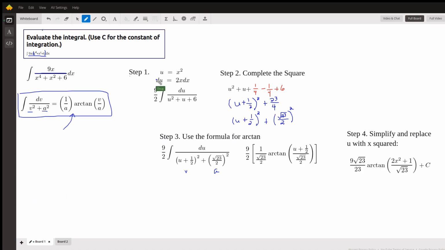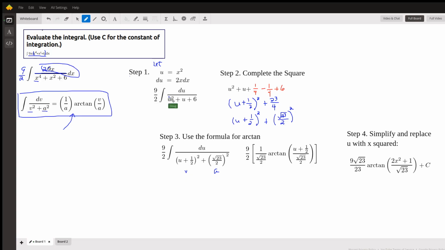So back to board 1. First step is to let u equal x squared, and then du equals 2x dx. If you picture moving this 9 out front, then putting a 2 here, we have to put a 1/2 out front. So that's where this 9/2 comes from. And then 2x dx is du, and replace x squared with u. So u squared is u to the 4th. X squared is x to the 4th.